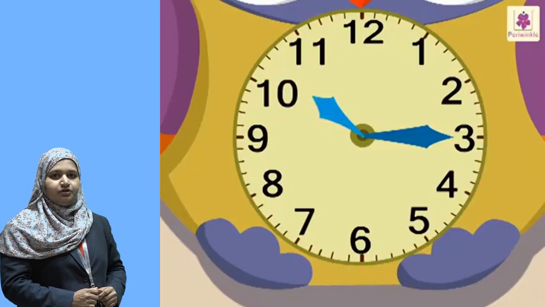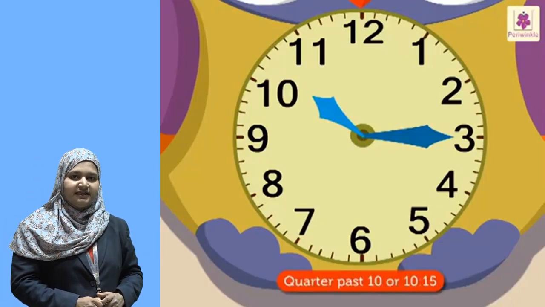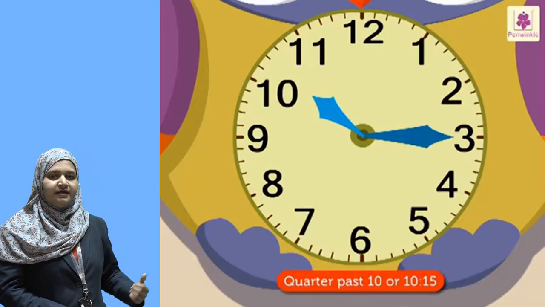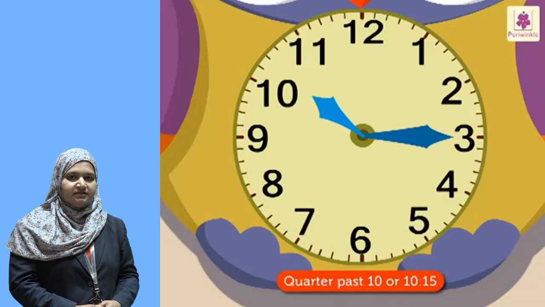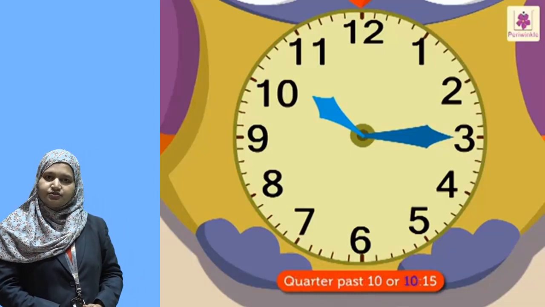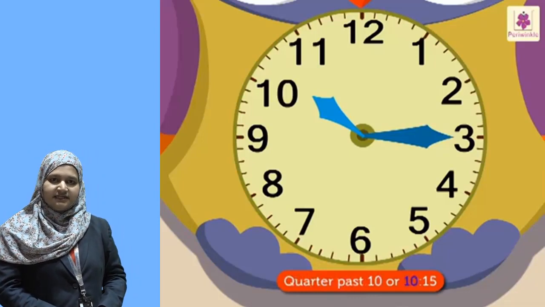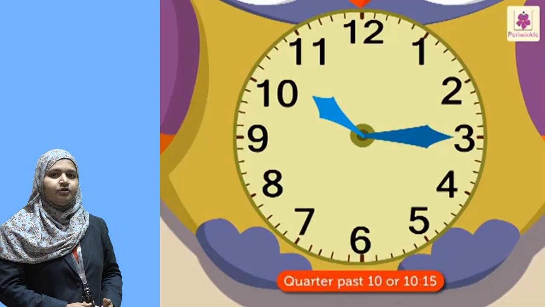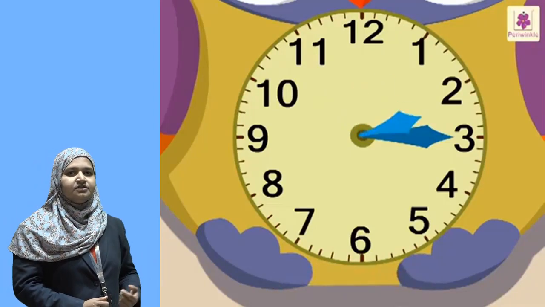Look at this clock. The minute hand is at the number 3 and the hour hand is at the number 10. So the time indicated here is quarter past 10, or it is also read as 15 minutes past 10. It can be written as 10:15.